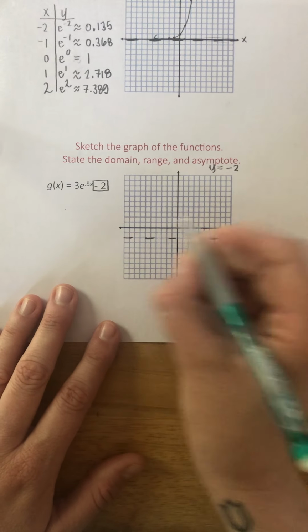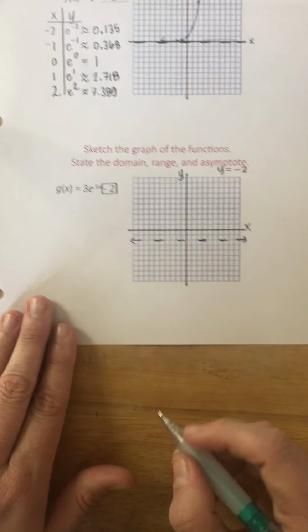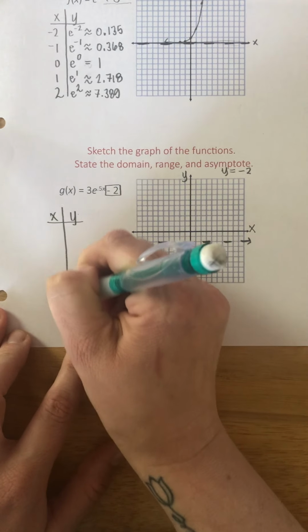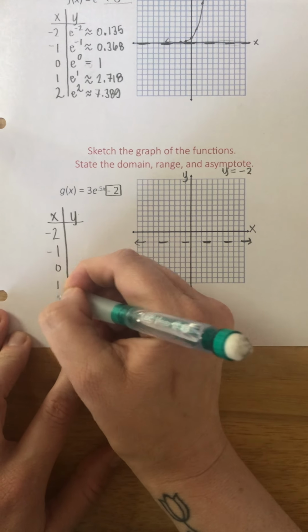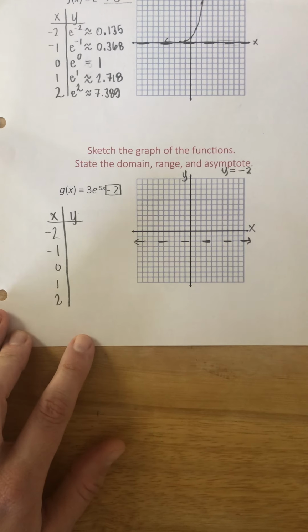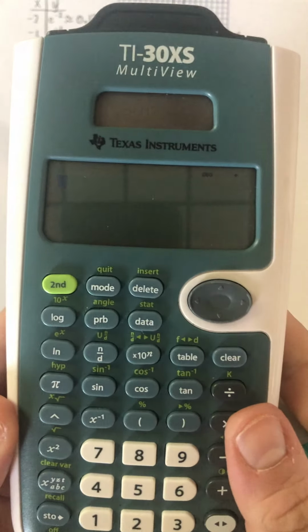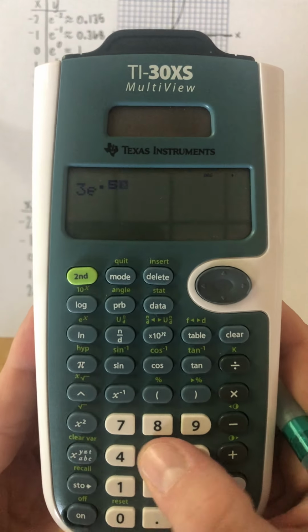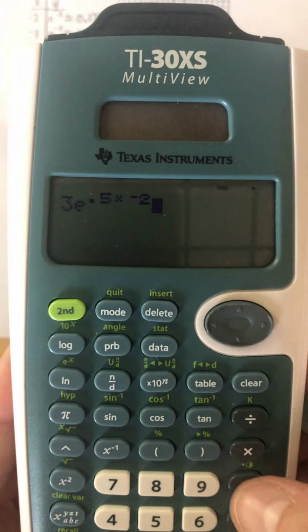All right. While I'm doing that, I'm going to go ahead and label both of my axes. And now I need a table of values. I'm going to stick with the same numbers that we were working with in the last problem. And really, you can just plug this into the calculator just like you see it. So I'm going to show you what that would look like. So I would have 3 times e to the 0.5 times -2 power. And then behind it, I'm going to have -2.